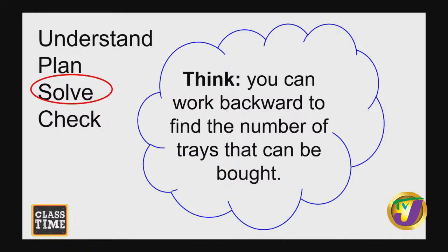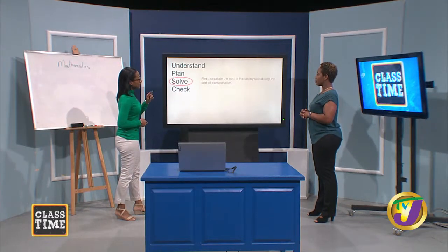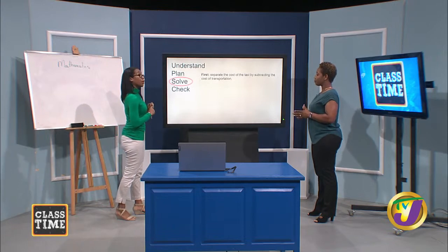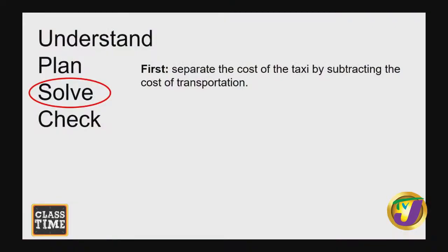All right, let's discuss and see how that works then. Yeah, I'm going to show you. Don't stress it. So look here now. The first thing that we're going to do is separate the cost of the taxi by subtracting the cost of transportation from the money that he has. So you can't order the taxi till another time.